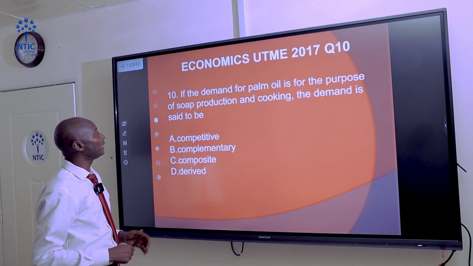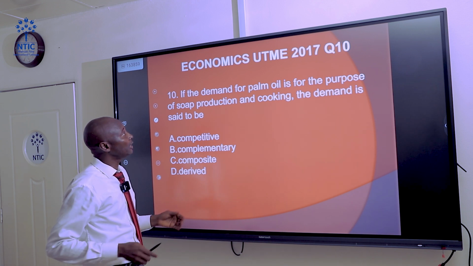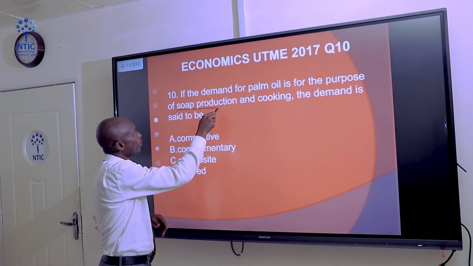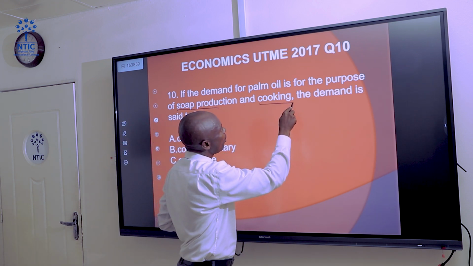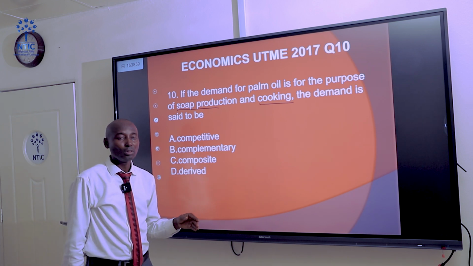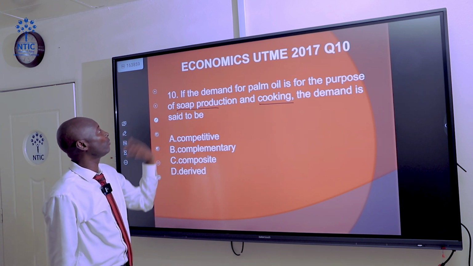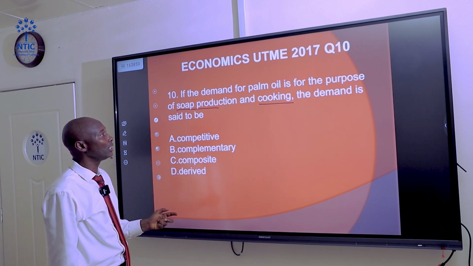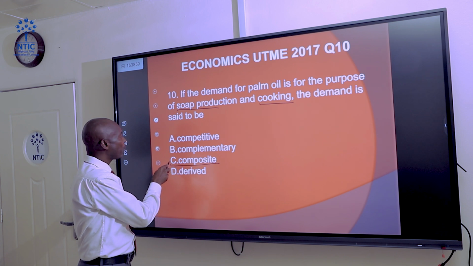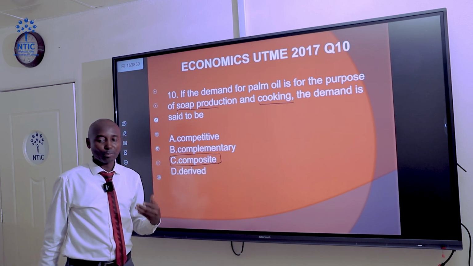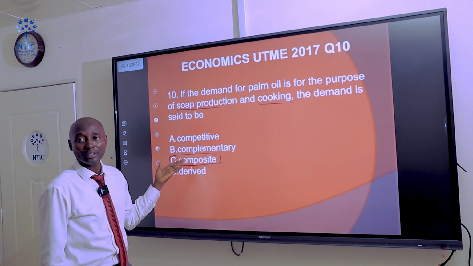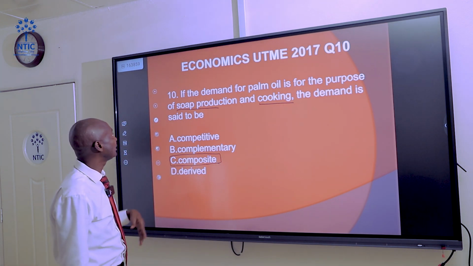Then we have question 10. If the demand for palm oil is for the purpose of soap making or cooking, that means that palm oil is demanded to serve two purposes. It can be used for soap as well as cooking. Such a kind of demand is composite demand: when a product can serve two or more purposes at the same time, it is regarded as composite demand.